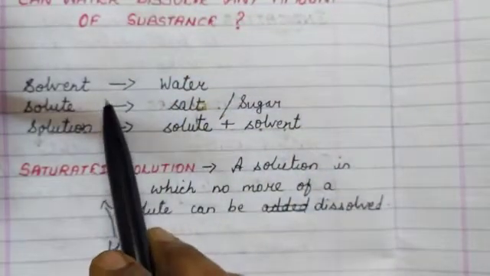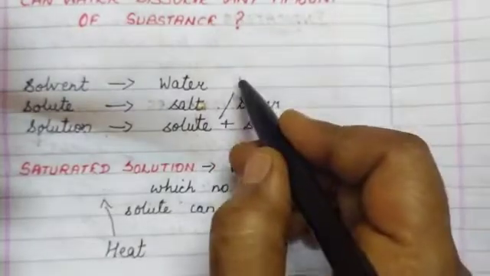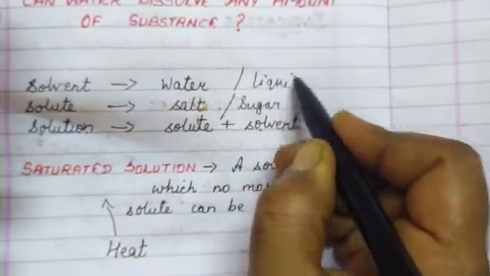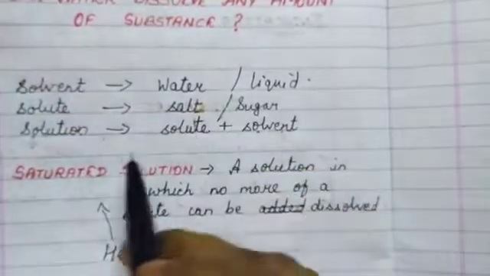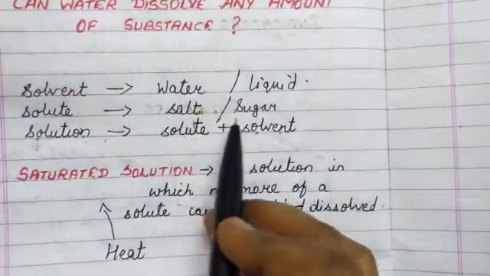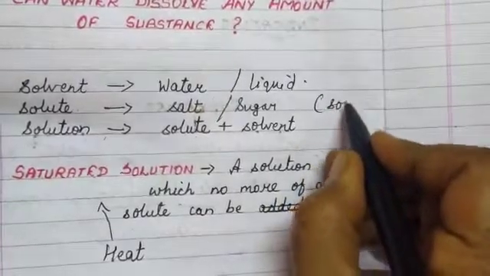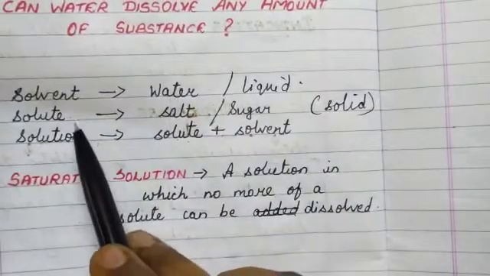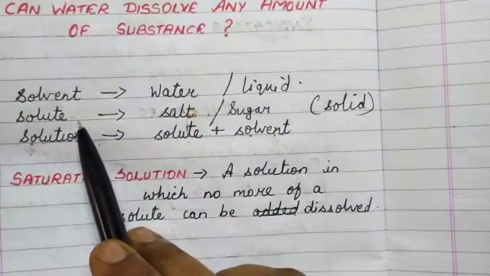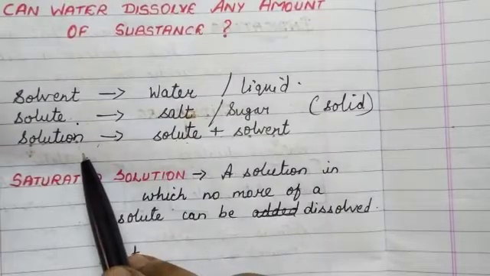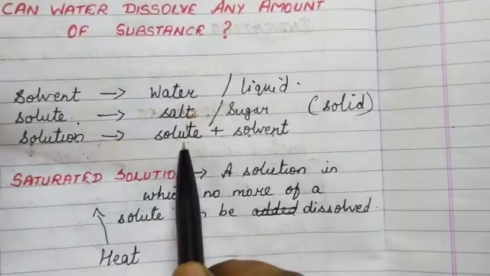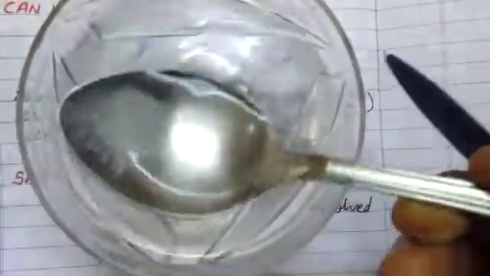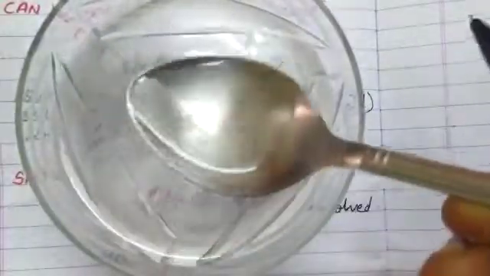So what is a solvent? Solvent is water or usually any liquid in which we have to dissolve a substance. Solute is salt or sugar, and solute is always solid. Anything which we have to dissolve in a solvent is called a solute. And what is a solution? Solution is a mixture of solute and solvent, as you saw here. There is solvent as well as solute in it.